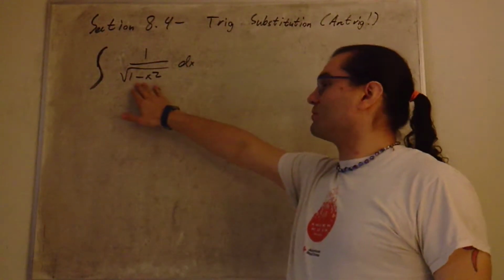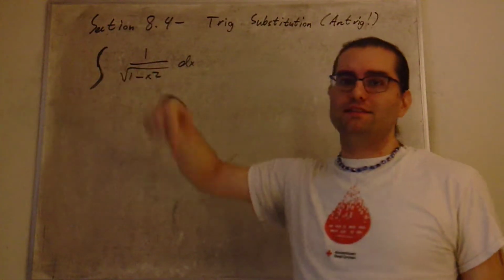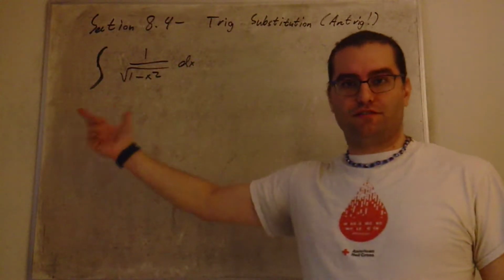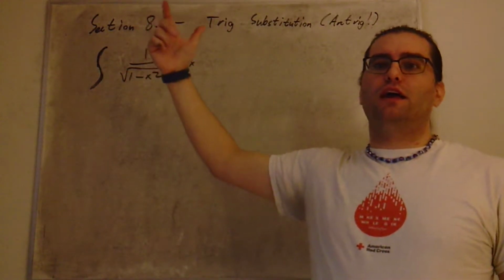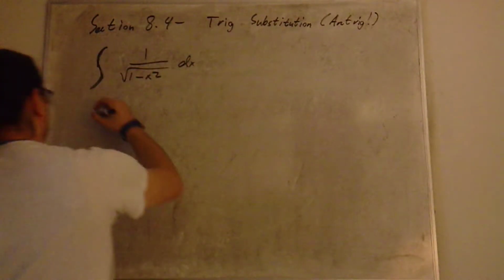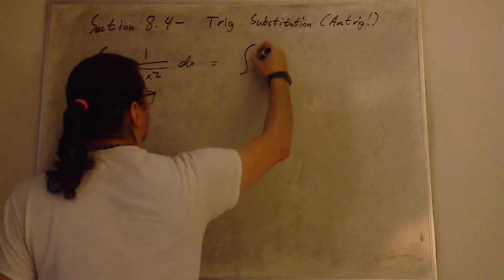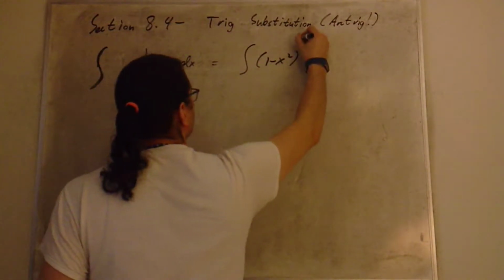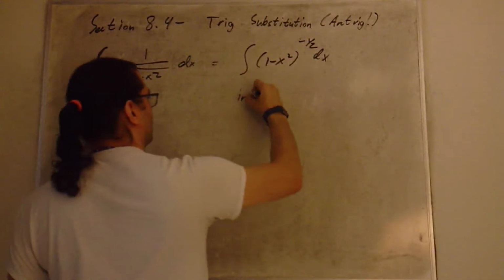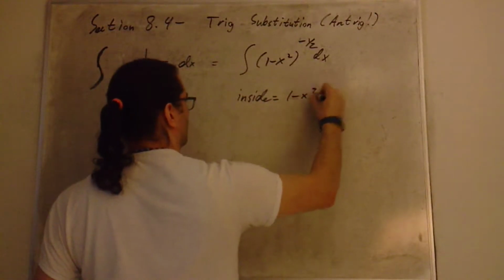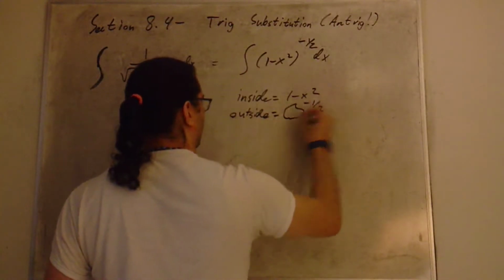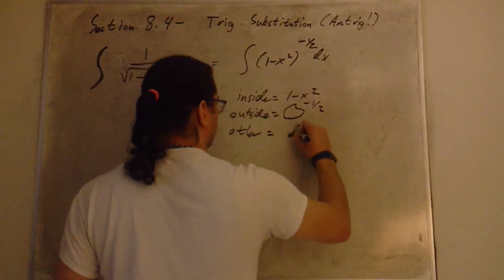So when we look at this, what we're seeing is a function inside of a negative 1/2 exponent. So very clearly composite functions going on here. If we try to do integration by substitution, it's not really going to work. We could rewrite this as 1 minus x squared to the negative 1/2 dx. We could do that. We could do some inside is 1 minus x squared, outside is blob to the negative 1/2, other is dx.